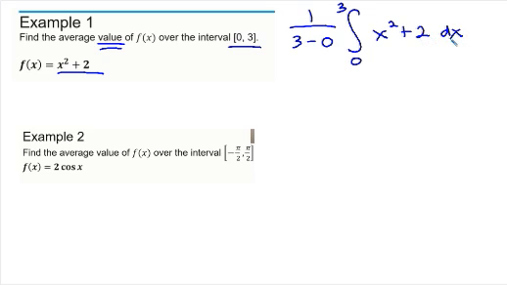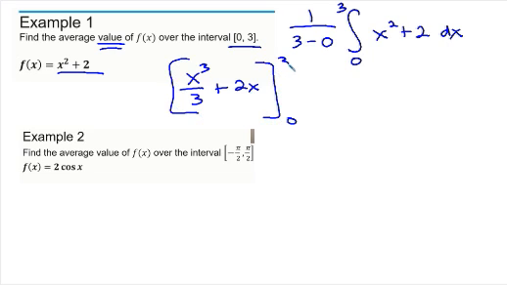All right. My antiderivative is, I'm going to come over here so I have some more room, x cubed over 3 plus 2x. I'm going to evaluate that from 0 to 3, and I'm going to multiply it by 1/3. So really, like I said, the only thing that changes when I'm asked to find average value is this little multiplier out in front. Other than that, it's just a definite integral.